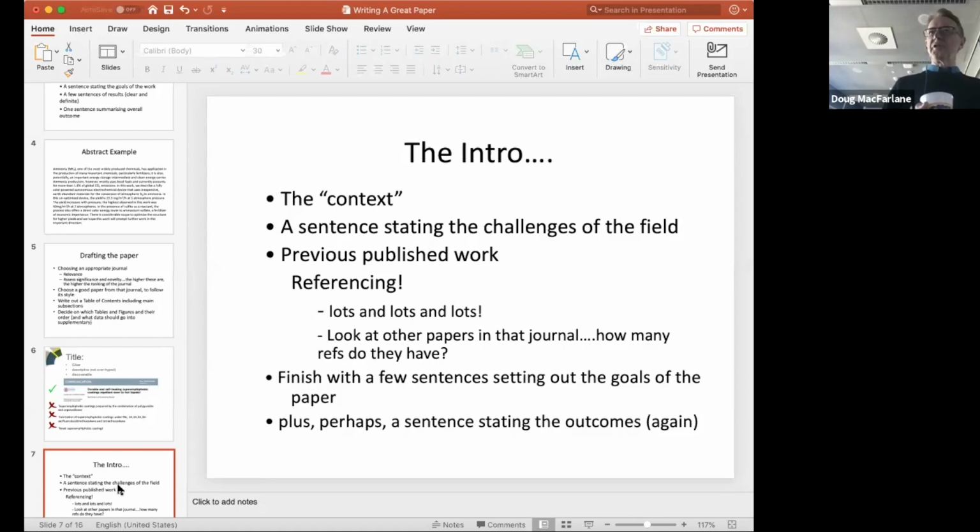We have to understand the context, and each of these dot points is a paragraph or a sentence or two in a paragraph. The context is usually the first paragraph. Just to be clear to anybody who's completely outside the field, what it is that this work is all about. Why is it important to focus on this work? Again, the sentence or two or more stating the challenges of the field. So this is expanding on that part of the abstract. And then once that challenge is stated, then a clear and comprehensive review of the published literature.